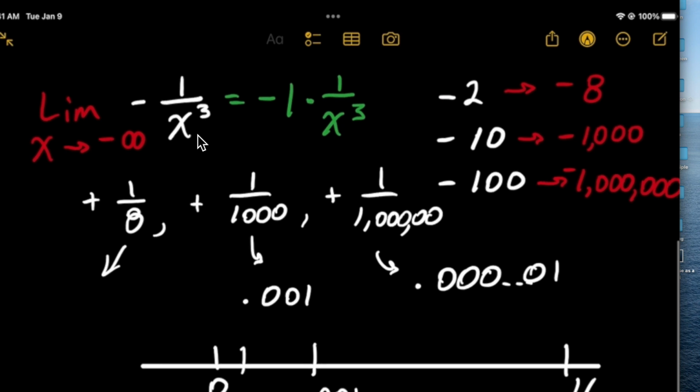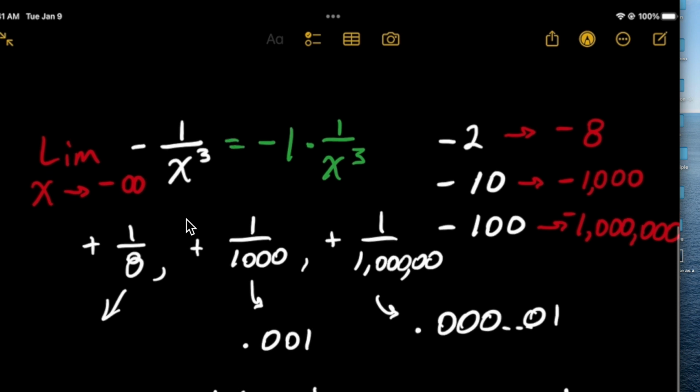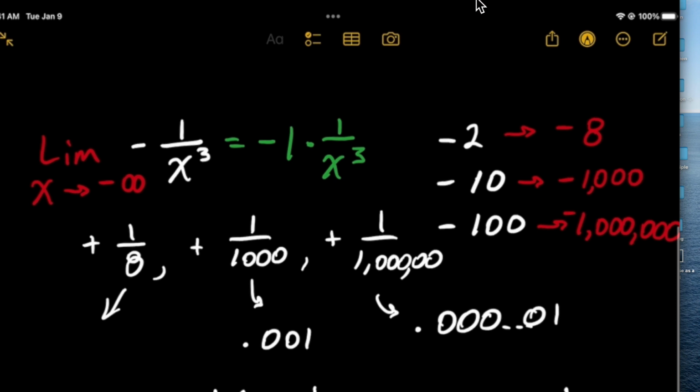Bottom heavy function. Doesn't matter. Negatives here, negatives there, positive. As long as you're heading to positive or negative infinity, you are going to get 0 as your limit, and it all comes down to the fact that this bottom heavy rational function is going to have a horizontal asymptote at y equals 0.